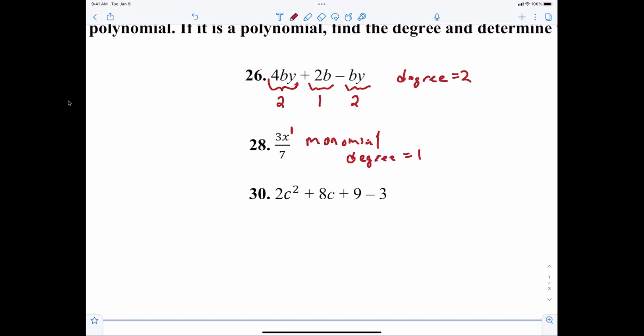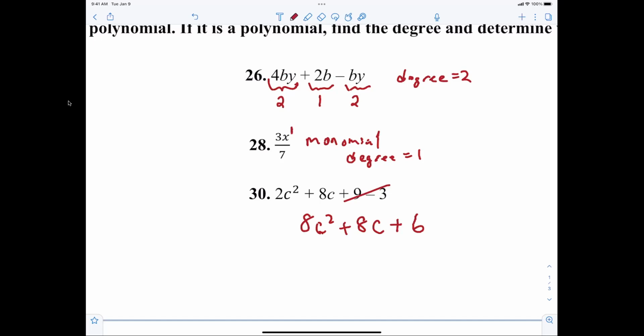Okay, don't be fooled by 30. 30 is called a what? What can I do with 9 minus 3? Nine minus 3 is 6, right? So what is this called now? Trinomial, and its degree is 2.